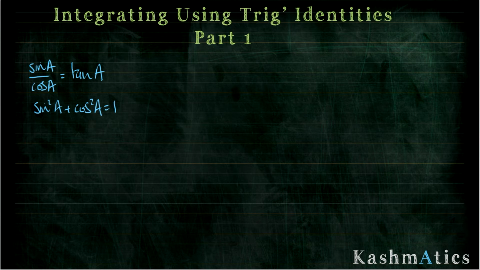Right, the first identity we're going to look at is this bottom one here, sine squared a plus cos squared a equals 1. But we're also going to use sine a over cos a equals tan a to help us get two more identities. So the first thing I'm going to do is divide all of these terms by cos squared a.